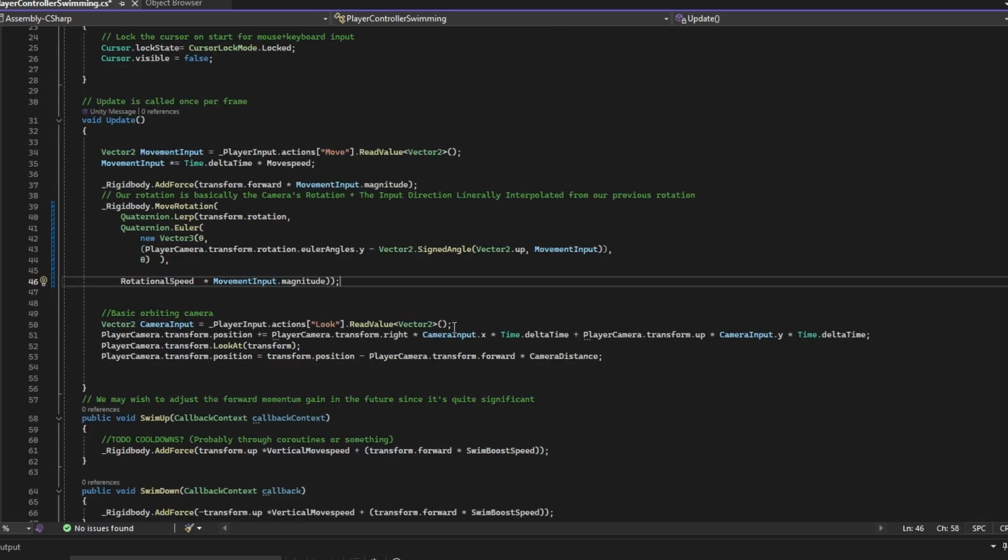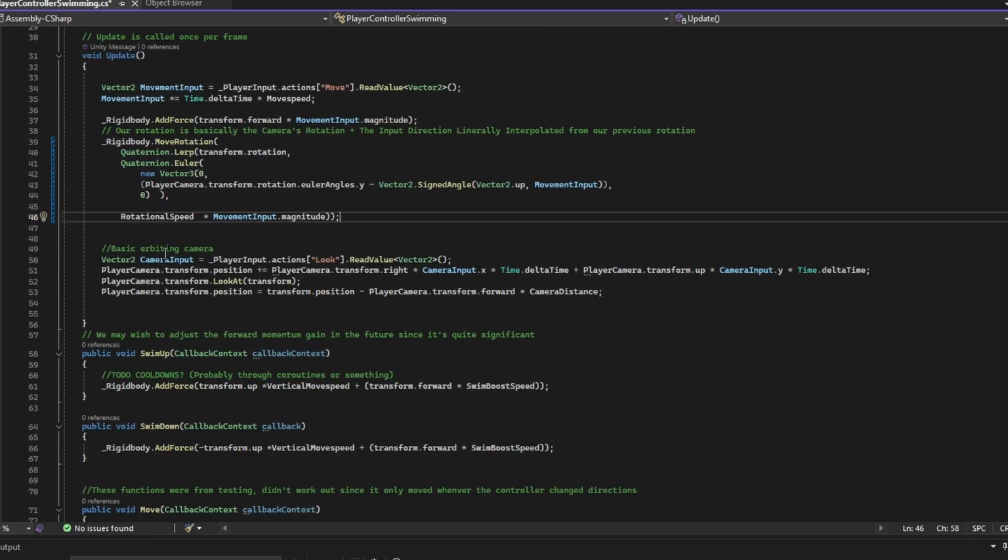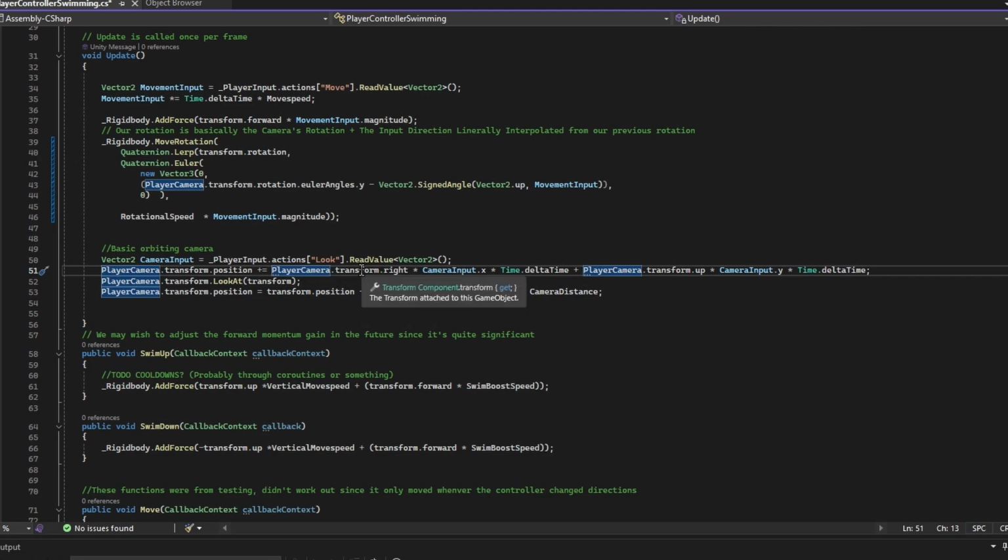And then this camera setup down here is just a basic orbiting camera. It's very simple. So basically we get the camera input, which is the mouse or the right control stick in the Unity input system. And then we add to the transform position of the camera. Basically, we're gonna break this down a little bit.